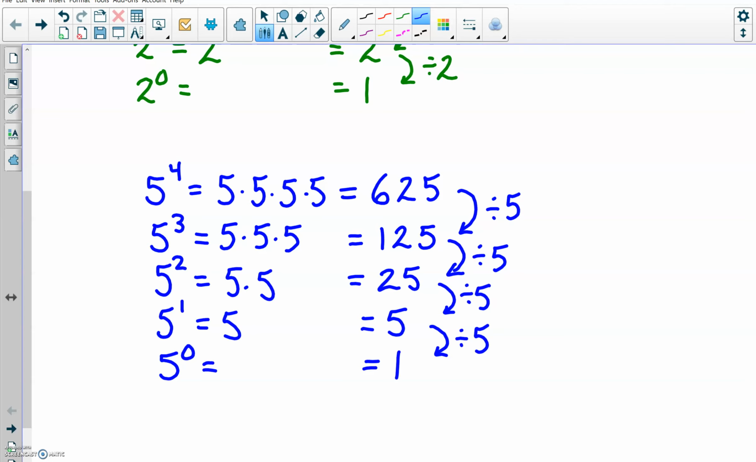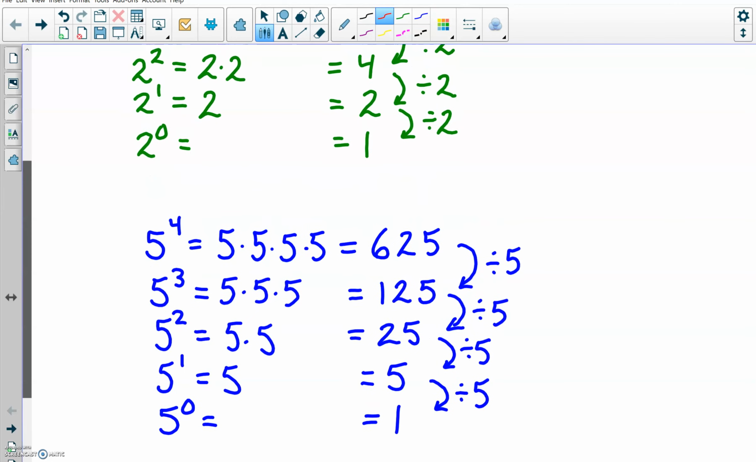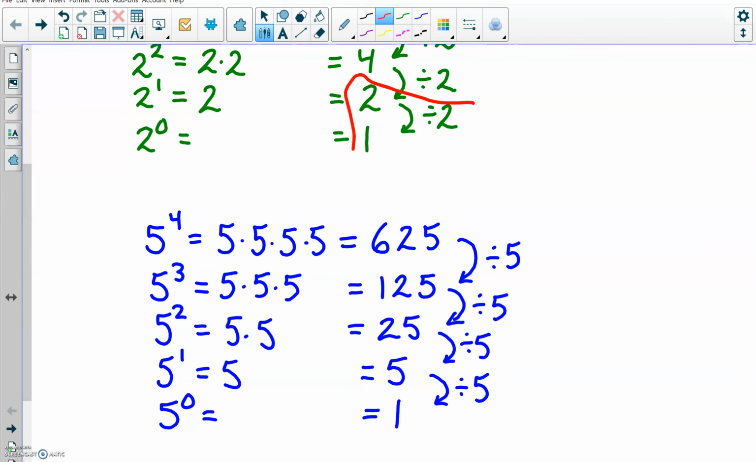Okay, so hopefully you're seeing now why this is working with any base. It's the same basic pattern. As you drop those powers by 1, you're dividing by that base, and eventually you're going to get to a point like we did up here where you're dividing 2 by itself to get to the 0 power. Here you're dividing 5 by itself to get to that 0 power result of 1.